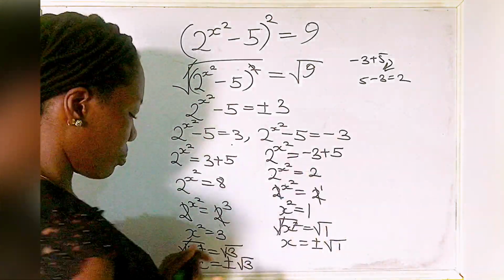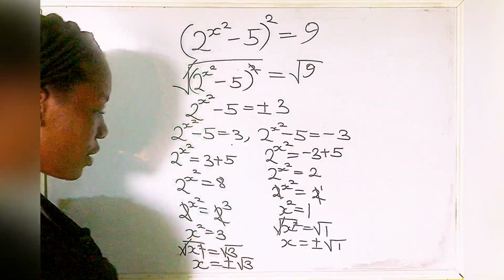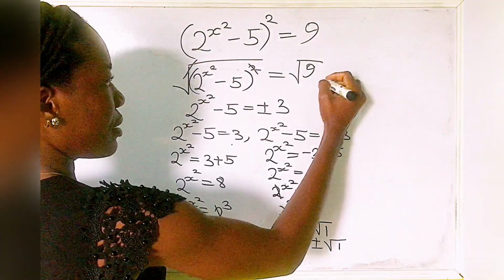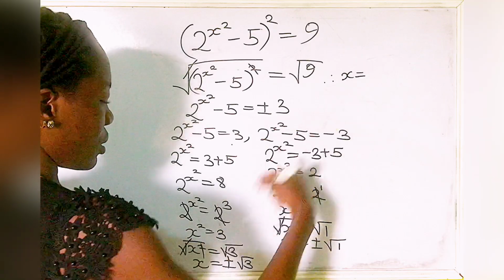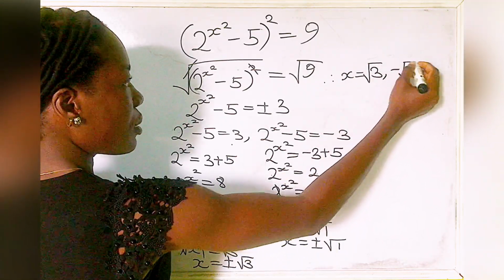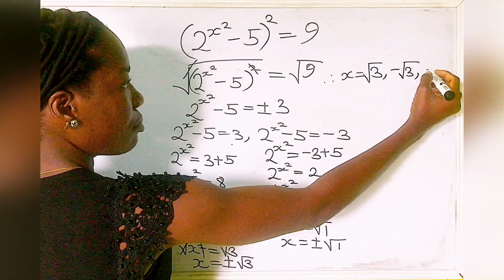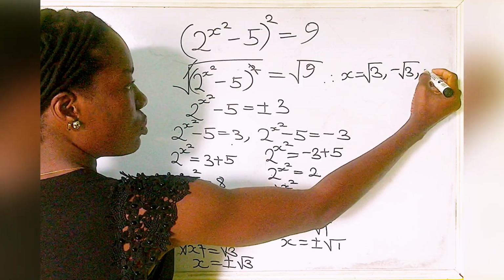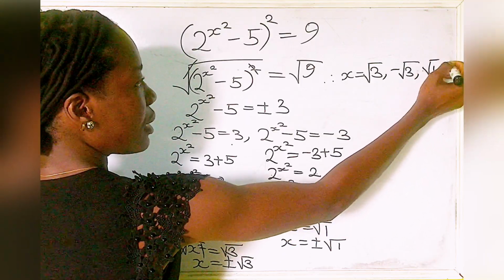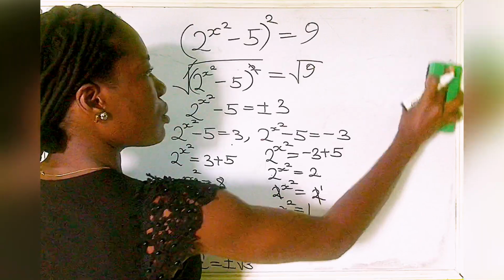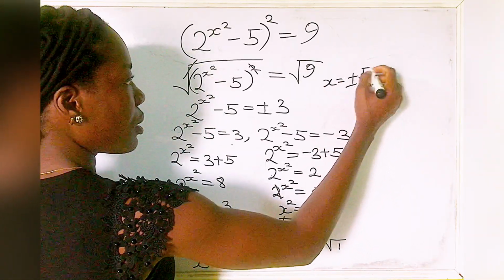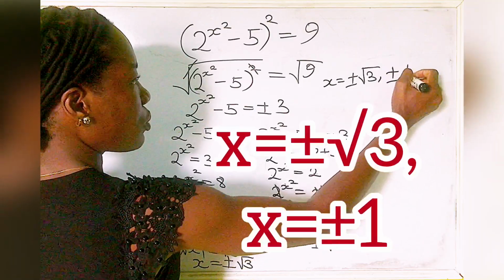Therefore, now we can see that we have two answers here and two answers here. So our answers are, therefore, x is equal to root 3, negative root 3, and root 1 and negative root 1. Our answer becomes, you can just put it in short form as plus or minus root 3 or plus or minus root 1.